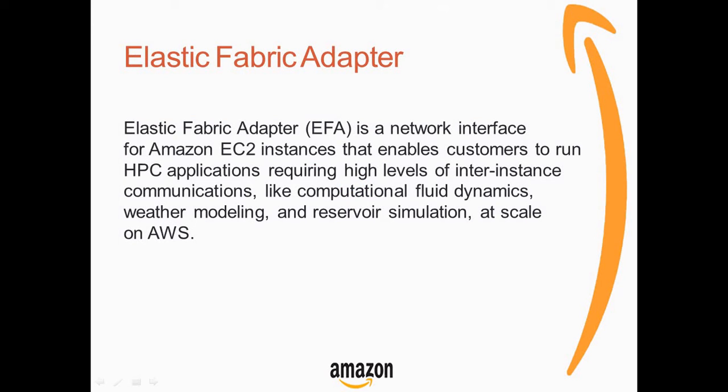Now there is another feature that's called Elastic Fabric Adapter. This is new in AWS SAA-C02. So this is basically a network interface for Amazon EC2 instances that enables customers to run HPC applications requiring high levels of inter-instance communication. So remember this, inter-instance communication, think of Elastic Fabric Adapter. Like computational fluid dynamics, weather modeling, and reservoir simulation at scale on AWS.